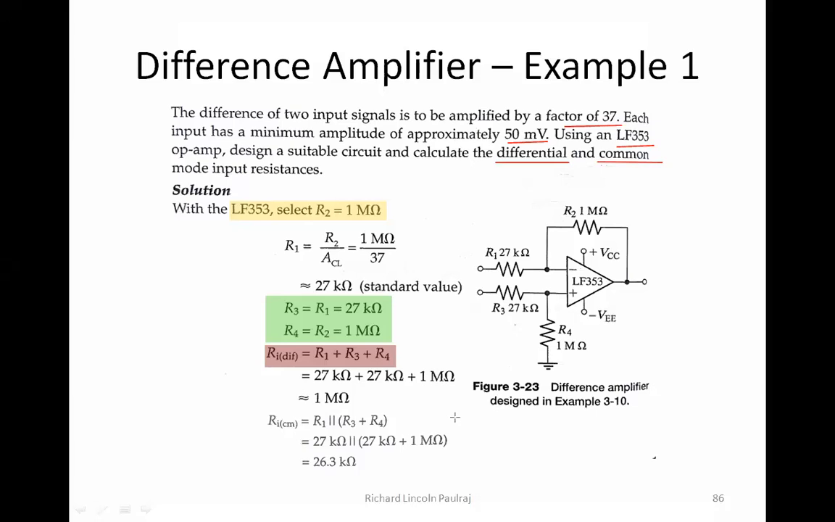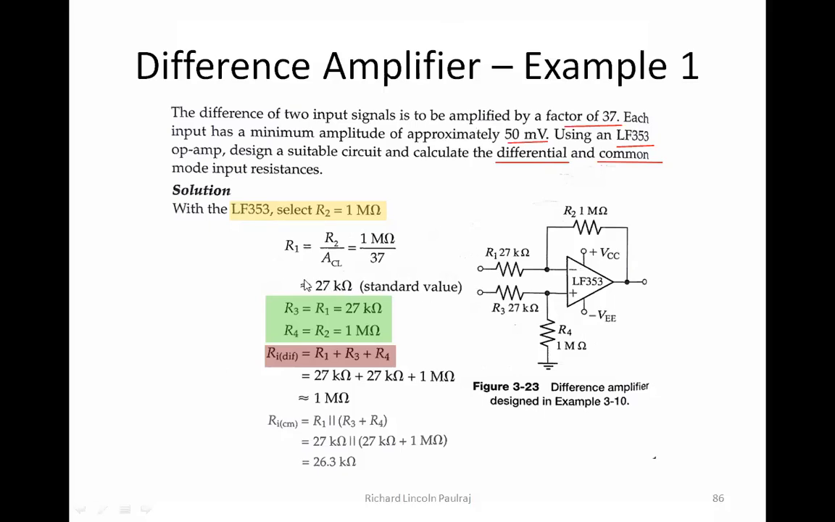Right? Yeah, 54 kilo ohms. So to this, if you add 1 mega, this 54 kilo ohms is actually not going to have any impact, okay, because of the tolerances that we have in resistances, right? So approximately we take it as 1 mega ohms.